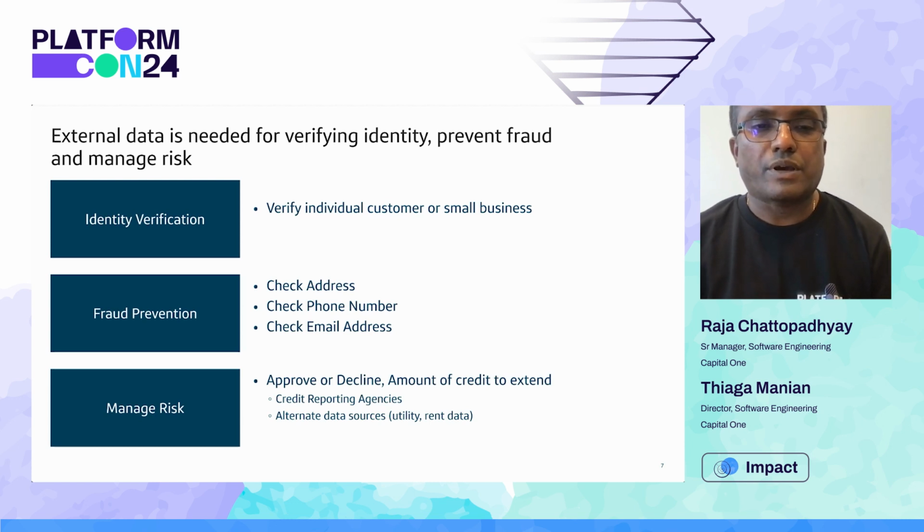Fraudsters are always one step ahead. We want to make sure that there's no fraud activities going on. So it's simple things like checking address, phone number, email address, and then some additional fraud prevention can be done also with some of the digital data that you get along with the application data.